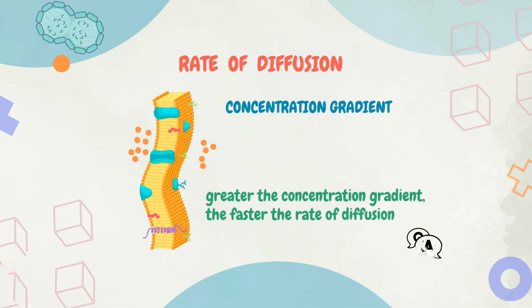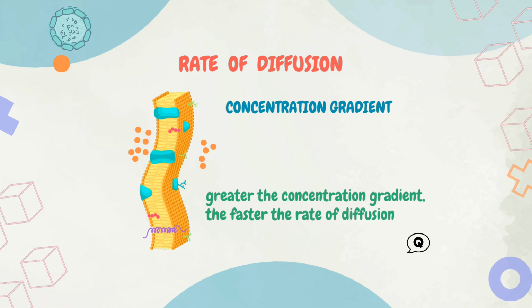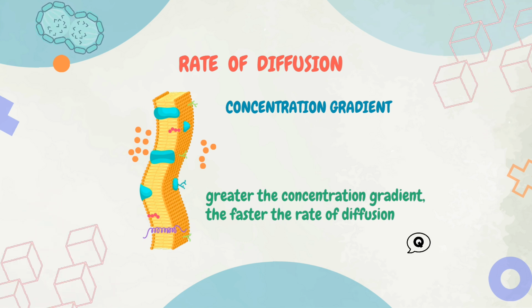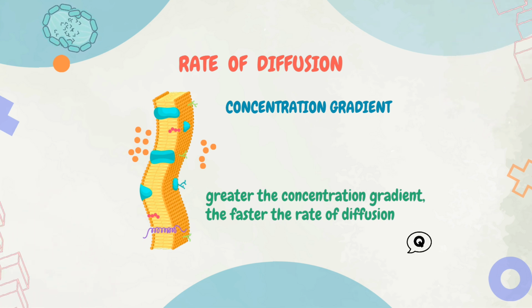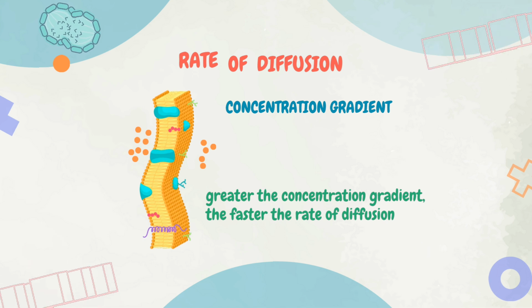Challenge number 3. When you spray perfume in one corner of the room, why does the scent spread out? That's diffusion in action. But does it happen faster in a small room or a big one?